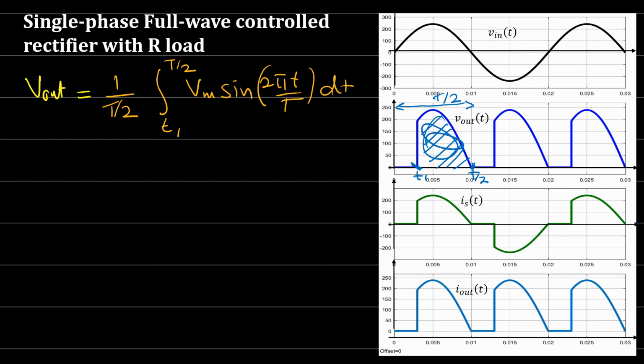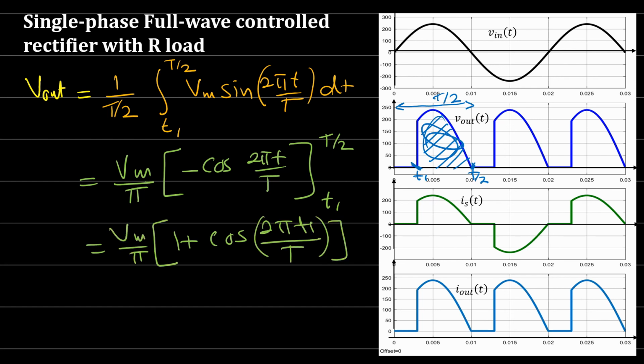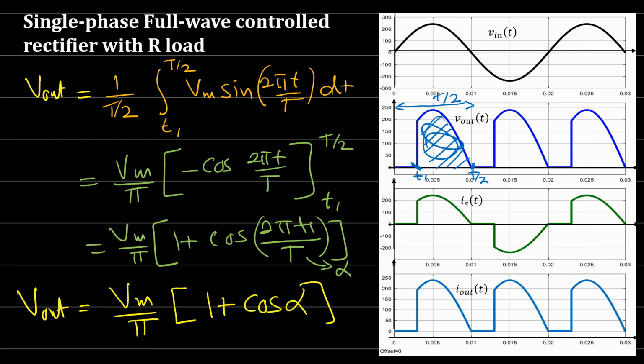And the integration of sine, again, is minus cosine, evaluated from t1 to T over 2. V maximum will go out, and this will be divided by 2 pi. So 2 will go with 2, and here we're left with pi: V maximum over pi. Again, this will be 1 plus cosine of 2 pi t1 over T, times V maximum over pi, and this is alpha. So the average V out will be V maximum over pi times 1 plus cosine alpha, the firing angle.